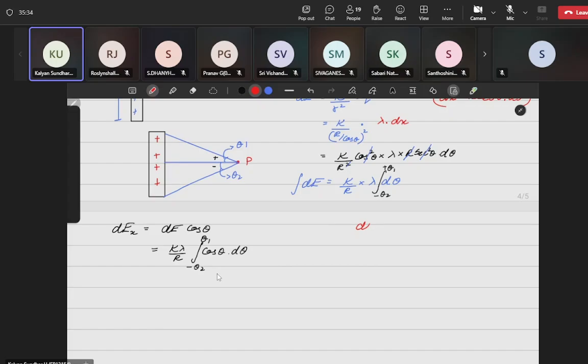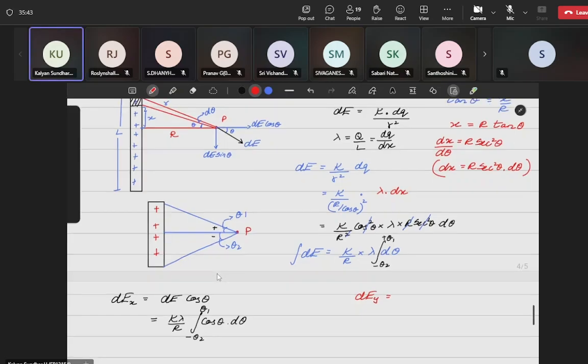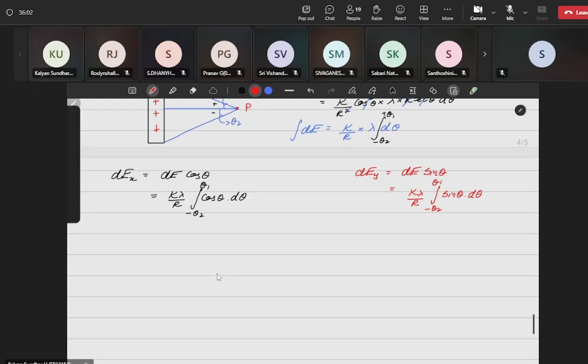Now what about the E along y? It will be dE sin theta. So I can write this as K lambda by r, integral from minus theta2 to plus theta1 of sin theta into d theta. So E along x, E along y.